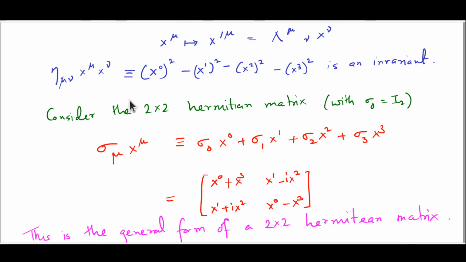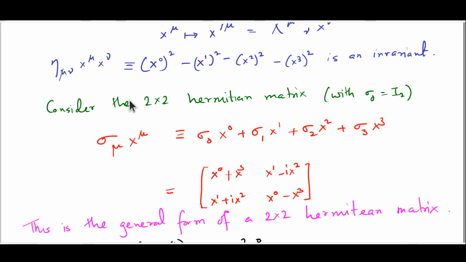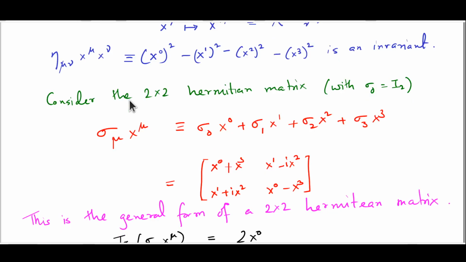So it's easy to see that the matrix, when you write it out as a 2x2 matrix in terms of components, becomes x0 plus x3 and x1 minus i x2 on the top row, and x1 plus i x2 and x0 minus x3 on the bottom row. And it is very easy to convince yourselves that this is the general form of a 2x2 Hermitian matrix. Remember, in a Hermitian matrix, the diagonal elements have to be real, and two diagonal elements which are real can always be written down in the form x0 plus x3 and x0 minus x3. And the off-diagonal elements are complex conjugates of each other.